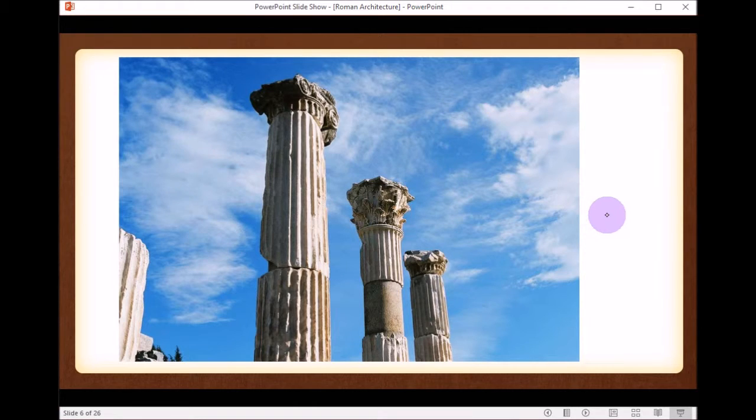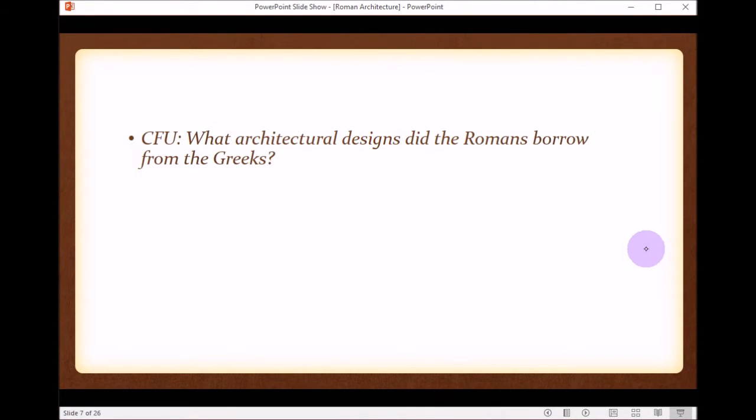Here's another example. I know what this one is, this first one. I don't know what the last one is, but these first two I do. So can anybody tell us what the first one is? Okay, how about the second one? And the third one, God only knows. Actually, the third one looked like it was the first one. Anyway, what architectural designs did the Romans borrow from the Greeks?